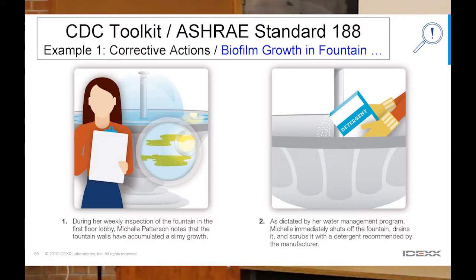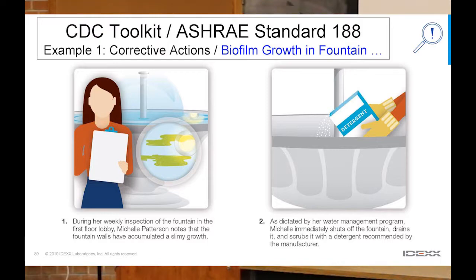So anyway, all of this would have been involved with writing the water management plan for this fountain. During her weekly inspection in the lobby, Michelle Patterson notes that the fountain walls have accumulated a slimy growth. So the water management plan said weekly inspect that fountain, go to it, look around. So when she felt that, it called for action, because that was out of control. You shouldn't have the biofilm.